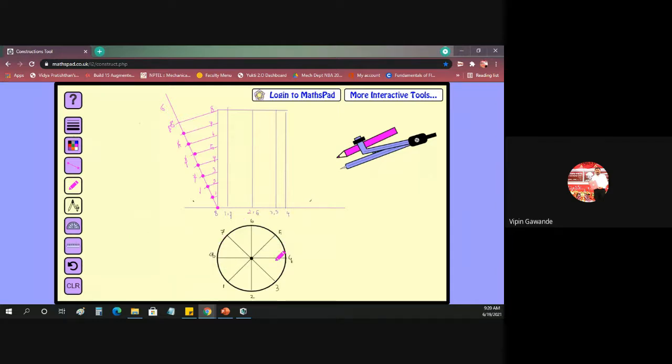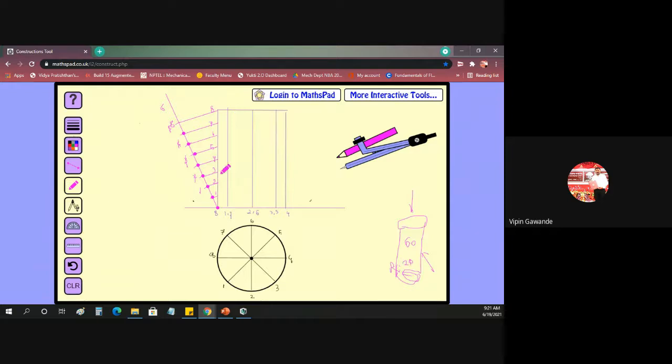I have drawn one circle. Suppose the radius of the circle is given. We have to draw the cylinder first. So the cylinder is like this. The base part is the circle. So we have drawn the top view as a circle. In top view it is a circle, and in front view it is a rectangle. This is 60 mm, height I have taken 60, and then radius I have taken 20.